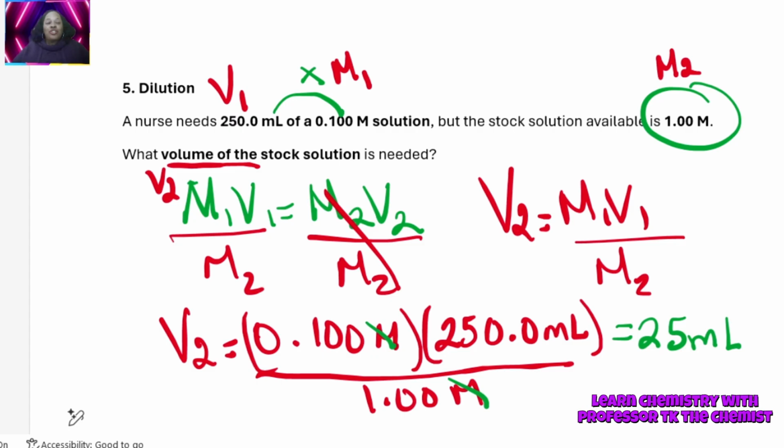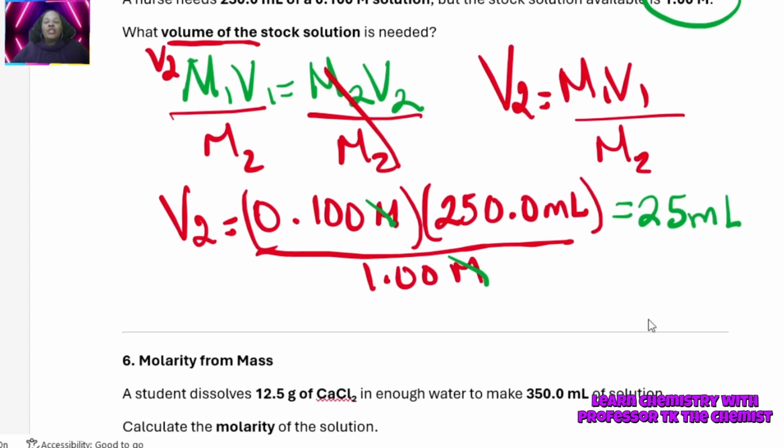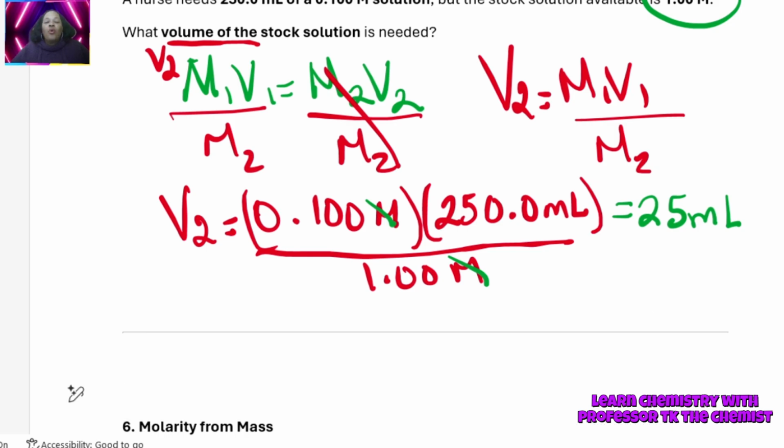In chemistry, if you see this 25 right here, that's only 2 significant digits. So you need to make sure that you put it in 3, which is just going to simply be to put the extra 0 on the end. So 25.0 milliliters.